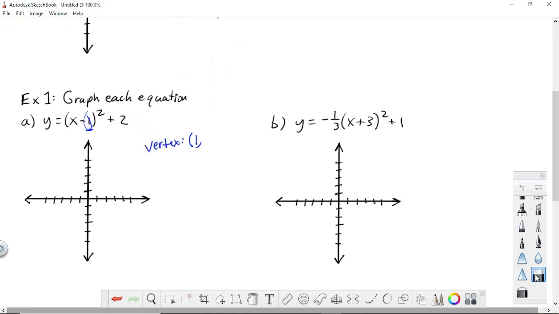Oops, wrong eraser. I can't do that. I have to do it this way.